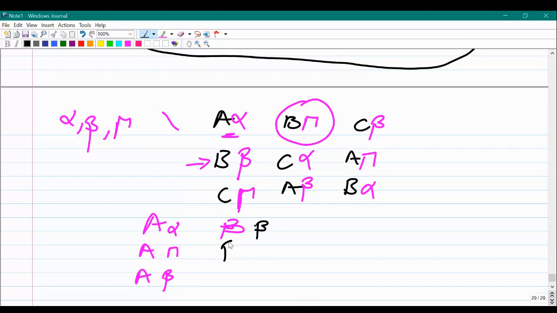B, beta. Oh, sorry, this is supposed to be B. Where's the other one? Alpha. Where's the third one? It's gamma.